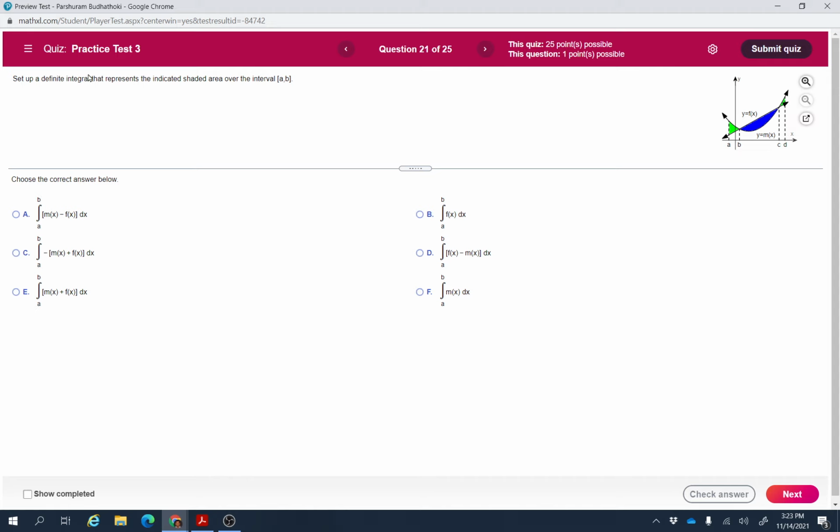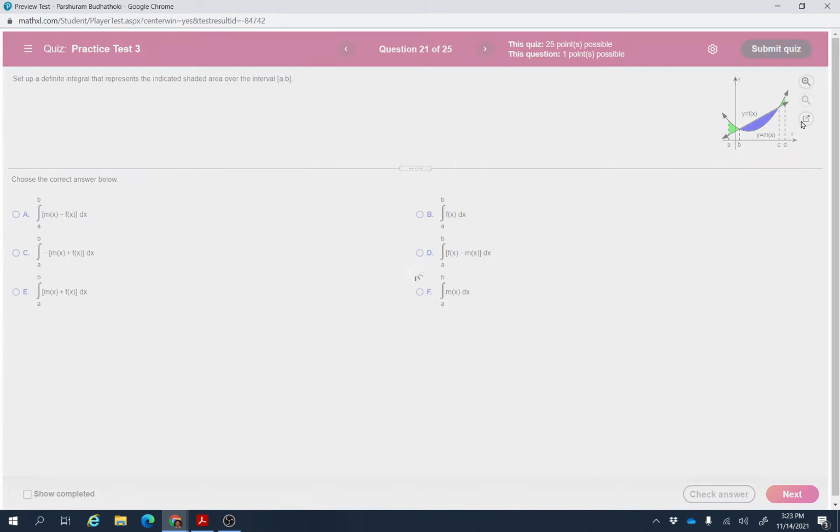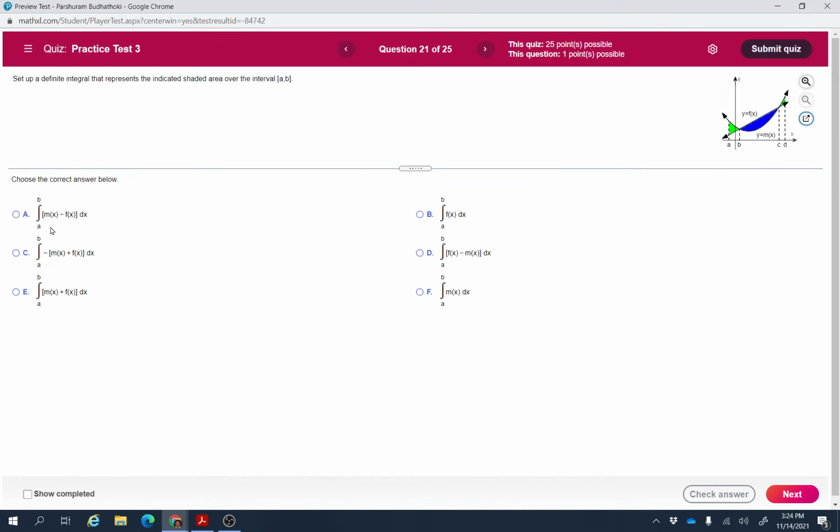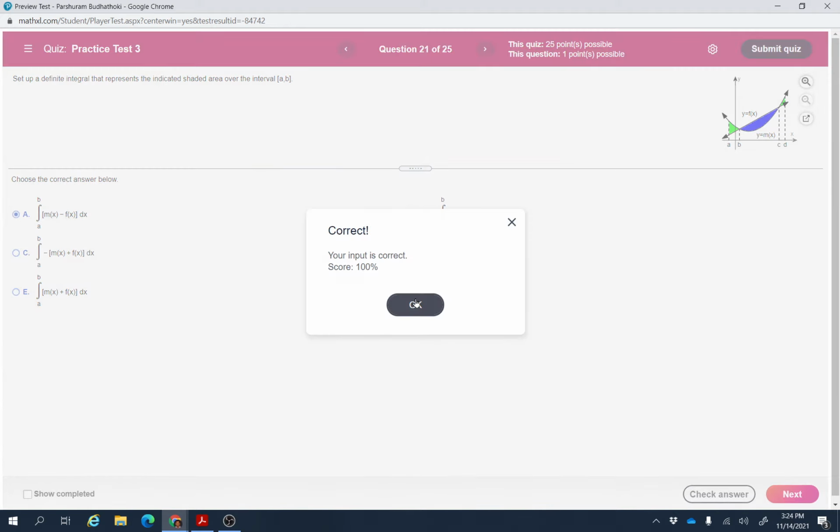So set up a definite integral that represents the indicated shaded area over the interval AB. So we want to find the area from A to B, this area. So the integration would be the upper function, which is m of x, minus the lower function, which is f of x, on this interval. So it's m of x minus f of x from A to B. That will be perfect. Correct.